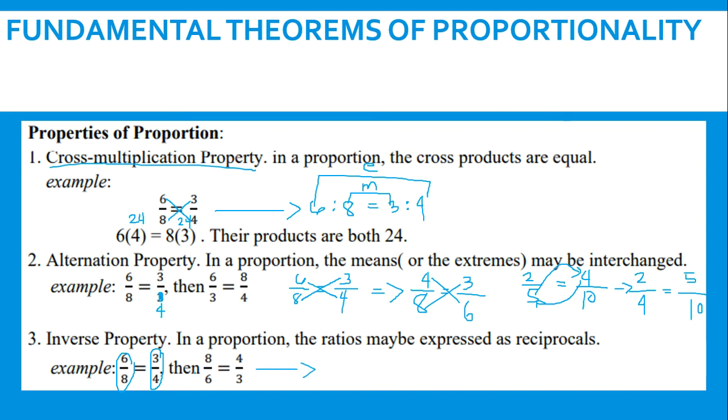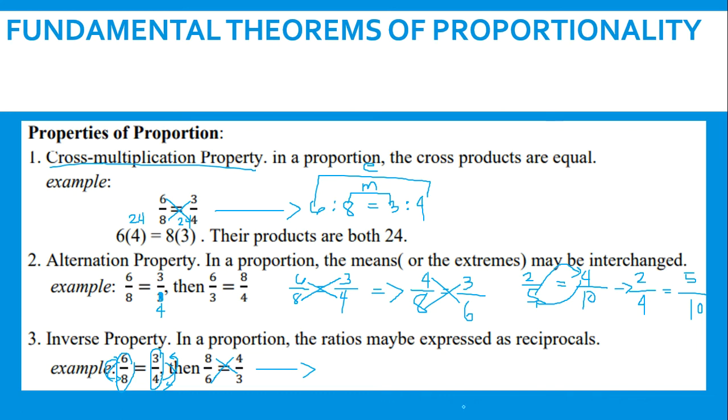It becomes 8 over 6, with the 6 in the denominator and the 8 in the numerator. Then for the other one, the 4 is in the numerator and the 3 is in the denominator. Instead of 3 over 4, it becomes 4 over 3. But their products, if you cross multiply, are the same: 24 again. So it is also a proportion. So that is the inverse property.